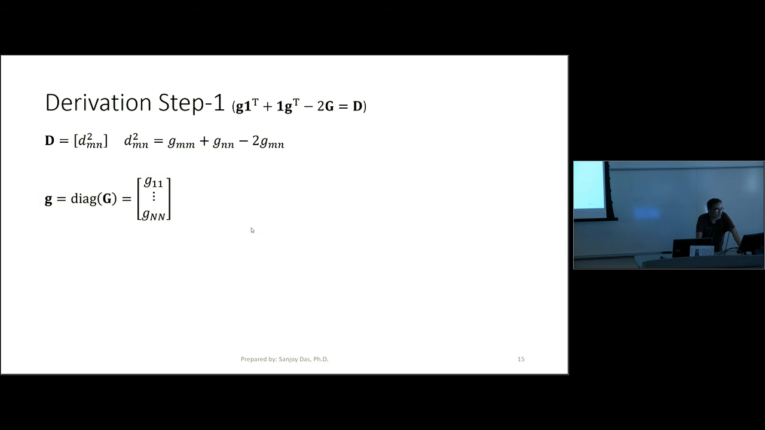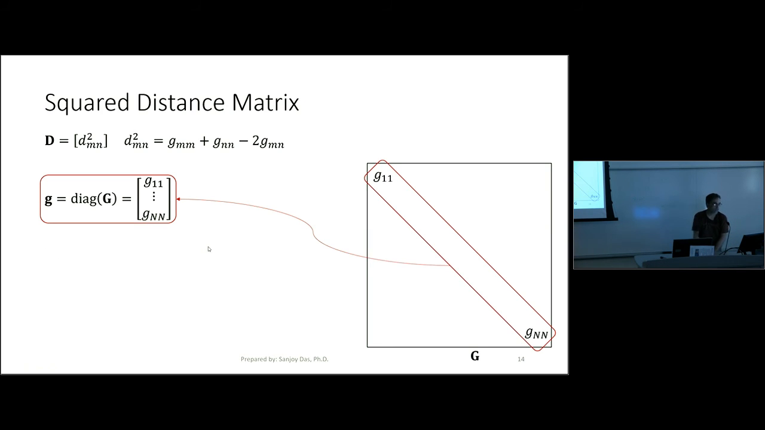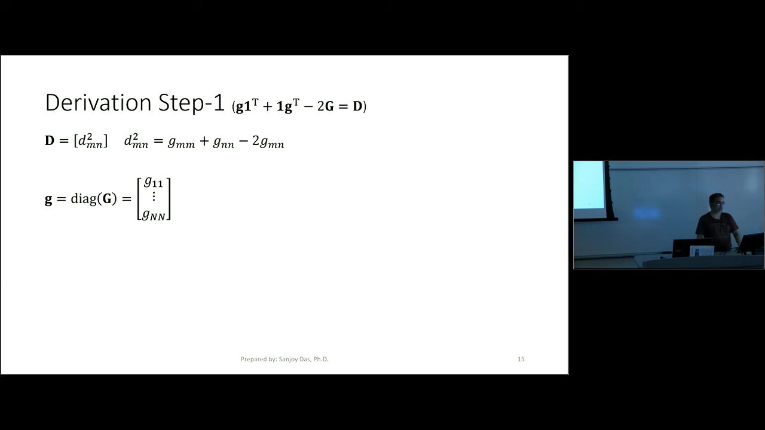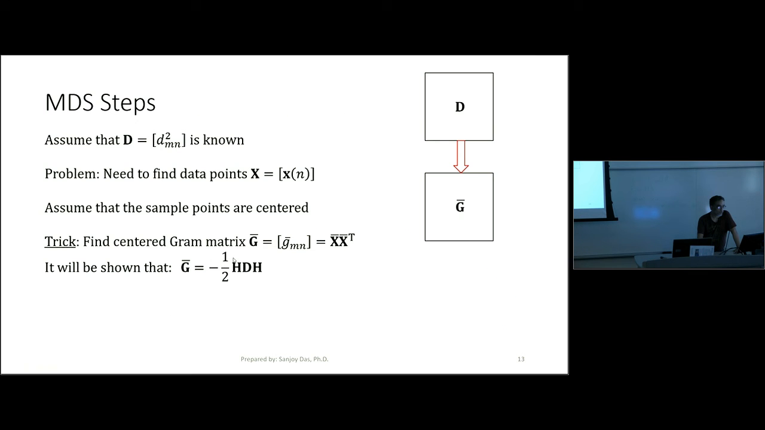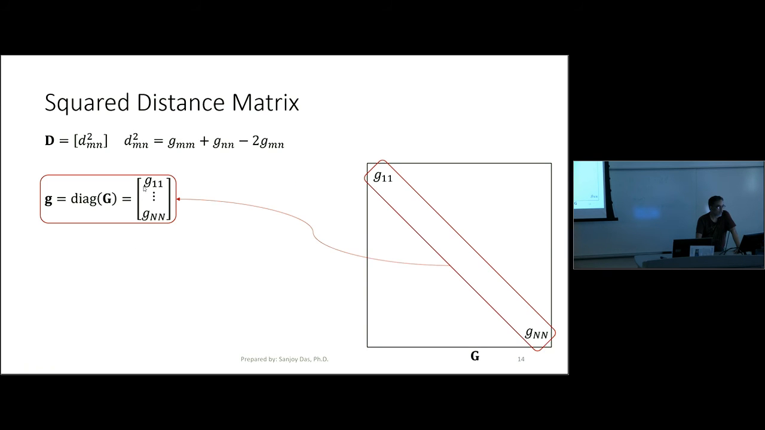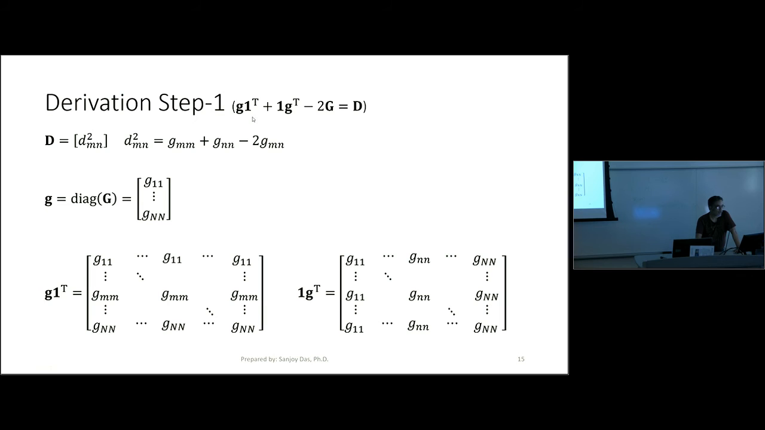Next, you saw this, right? This is how I defined my vector G. This is what I'll prove first. What I need to prove is what I'm ultimately trying to prove. The first step of the proof is this: G1 transpose plus 1 G transpose minus 2G is equal to the squared distance matrix.